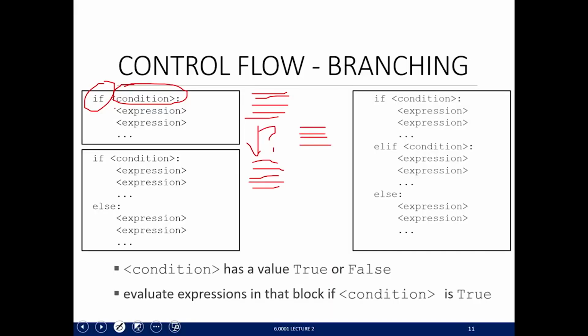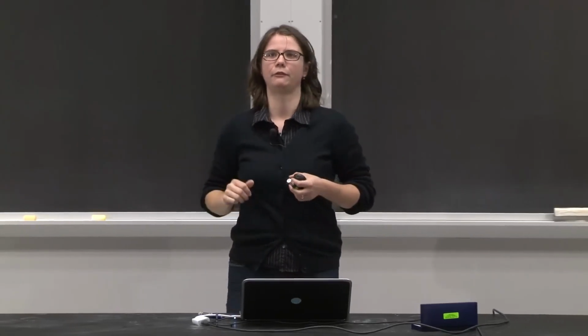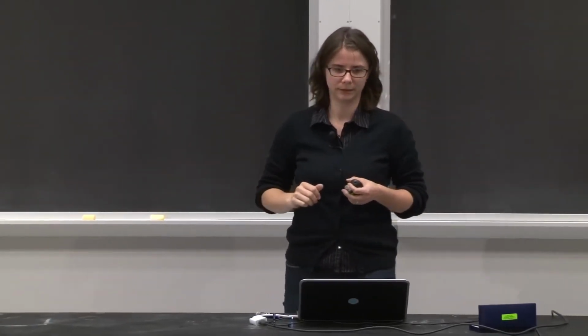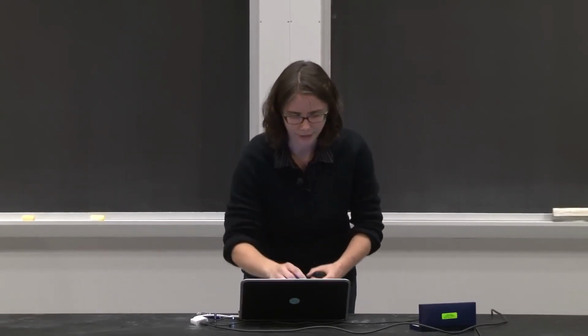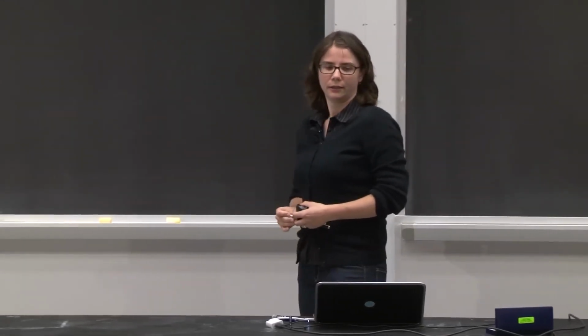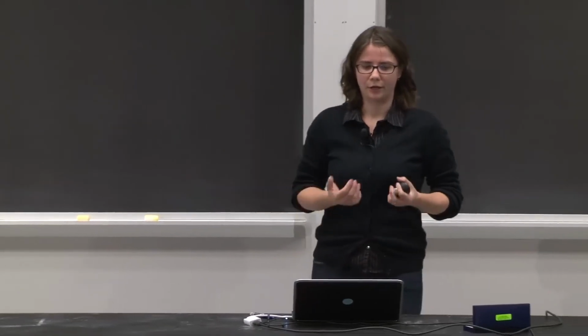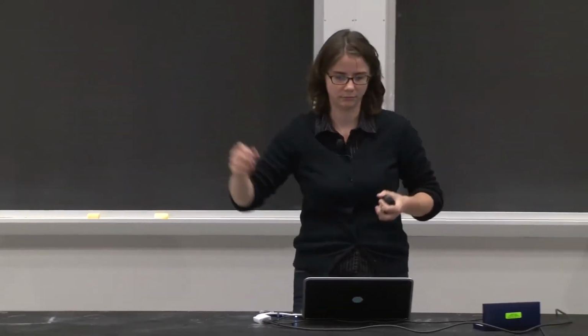How does Python know which instructions to execute? They're going to be inside what we call a code block. And the code block's denoted by indentation. So everything that's indented is part of that if code block. Typically, 4 spaces indentation. Okay, so that's how you'd write code that decides whether to execute this extra thing or not.